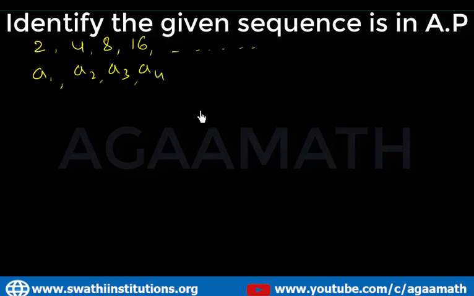So how do we verify whether the given sequence is an AP? We check the difference. It means if A2 minus A1 equals A3 minus A2, if it satisfies this condition, we can say generally that this is in AP, arithmetic progression, right? So what I do is A2, which is 4, minus A1, which is 2, equals A3, which is 8, minus A2, which is 4. Now let us check.